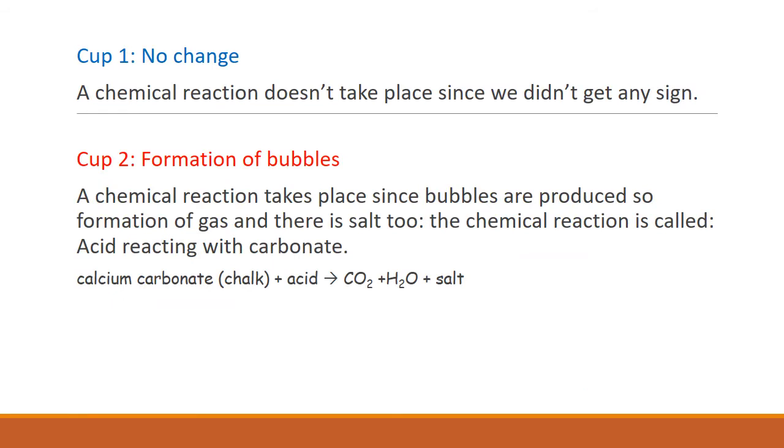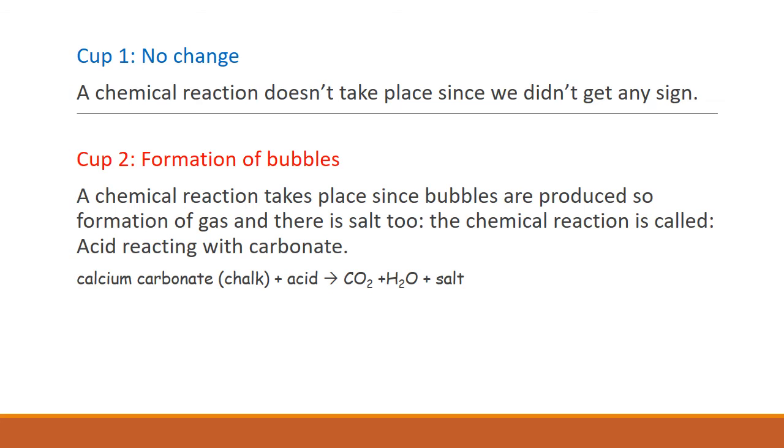So cup 1, no change. There wasn't any change in cup 1. A chemical reaction doesn't take place since we didn't get any sign. Cup 2, there was formation of bubbles. A chemical reaction takes place since bubbles are produced, so formation of gas, and there is salt too. How do we know there is salt? Because there was formation of precipitate.